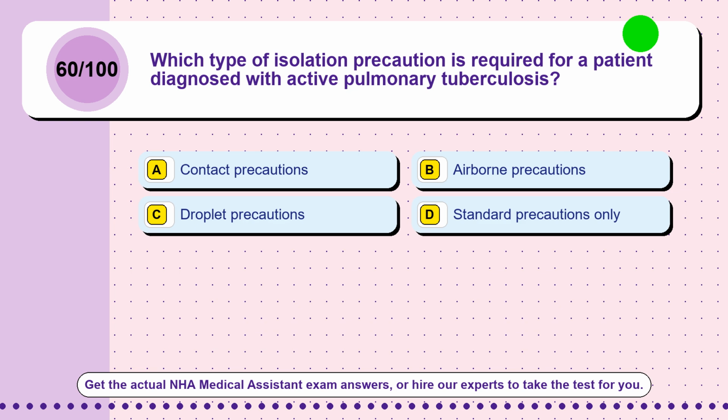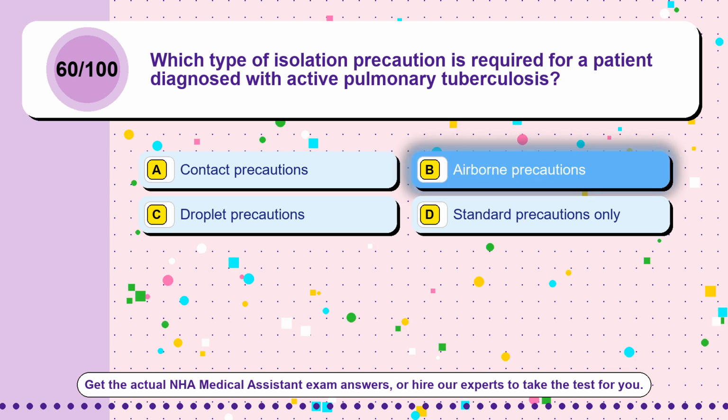Question 60. What represents the correct order for removing personal protective equipment, PPE, after a procedure? Option A, gown, gloves, mask, goggles. Option B, gloves, goggles, gown, mask. Option C, mask, gown, goggles, gloves. Option D, goggles, mask, gloves, gown. The correct answer is option B, gloves, goggles, gown, mask.